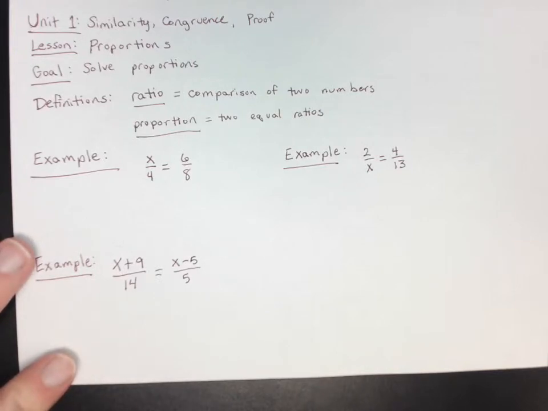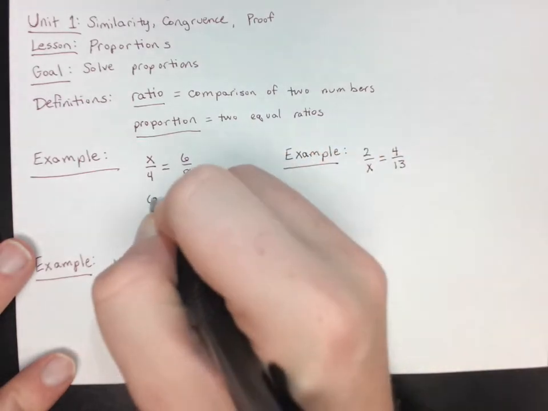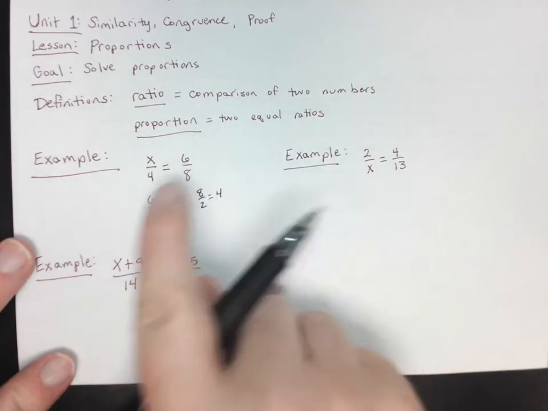Y'all can probably solve that pretty easily in your head because you know 6 over 8. You can divide both of those by 2. 6 divided by 2 is 3. 8 divided by 2 is 4. So x is 3.